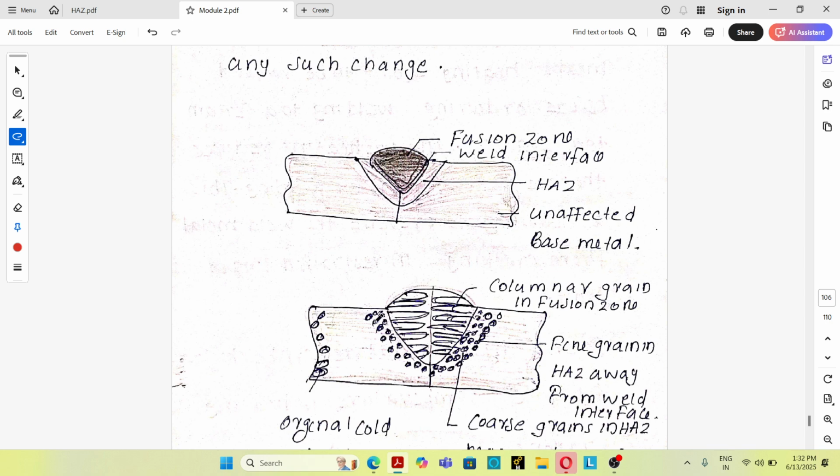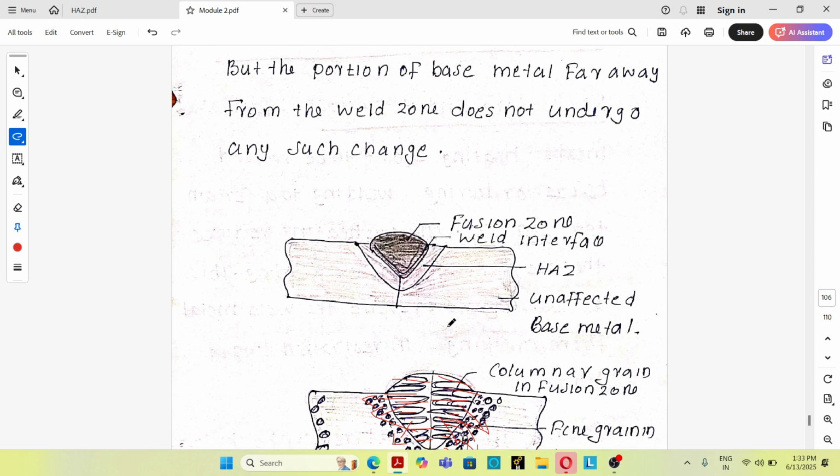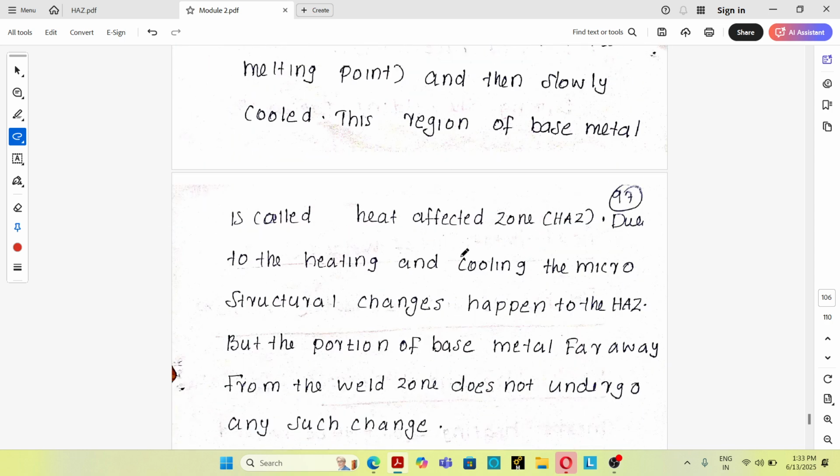So these are the columnar grain structure that will grow in a parallel direction opposite to the heat flow. So this is the heat flow direction. You can see that. And the columnar grains will grow opposite to the heat flow. So these are the columnar grain structure. So the fusion zone always consists of columnar grain structure which will grow opposite to the heat flow direction.